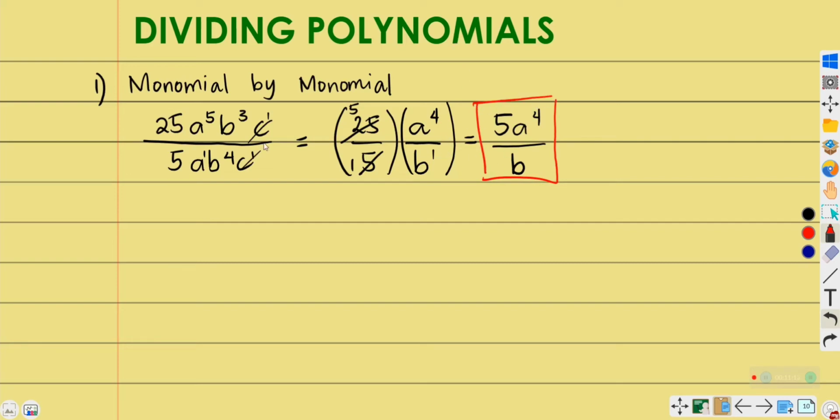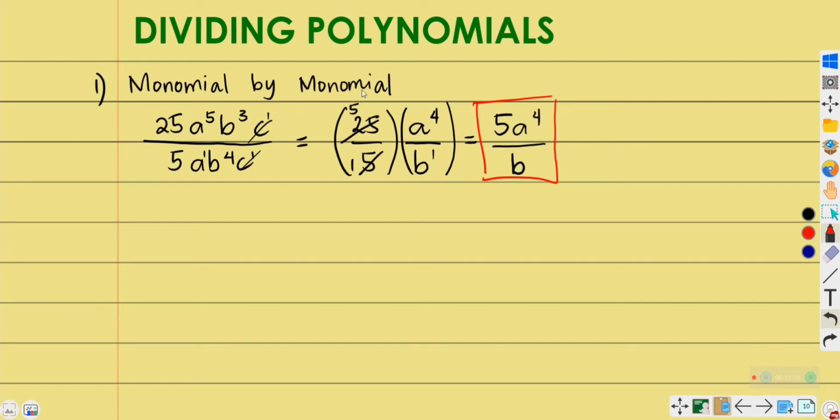Okay? Yan. So, mindful din kayo sa sign ng mga coefficients, pag nag-divide kayo. So, since 25 and 5 are both positive, edi dividing 25 by 5 will give us a positive quotient.